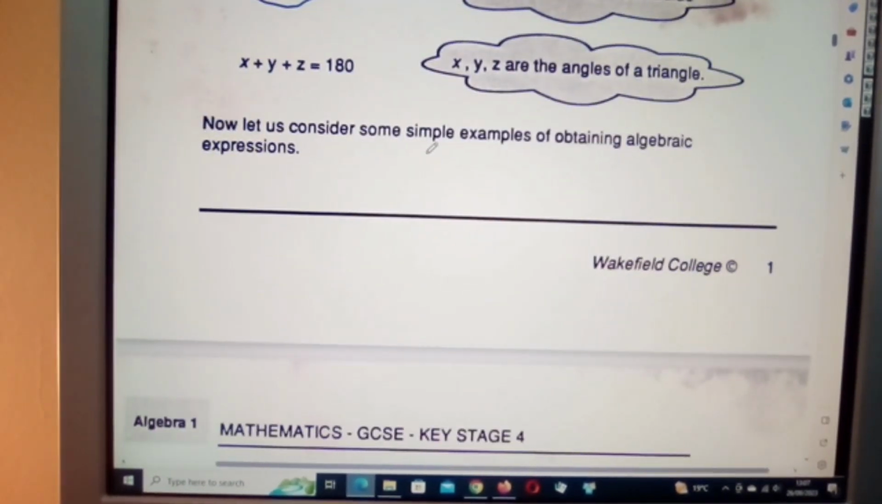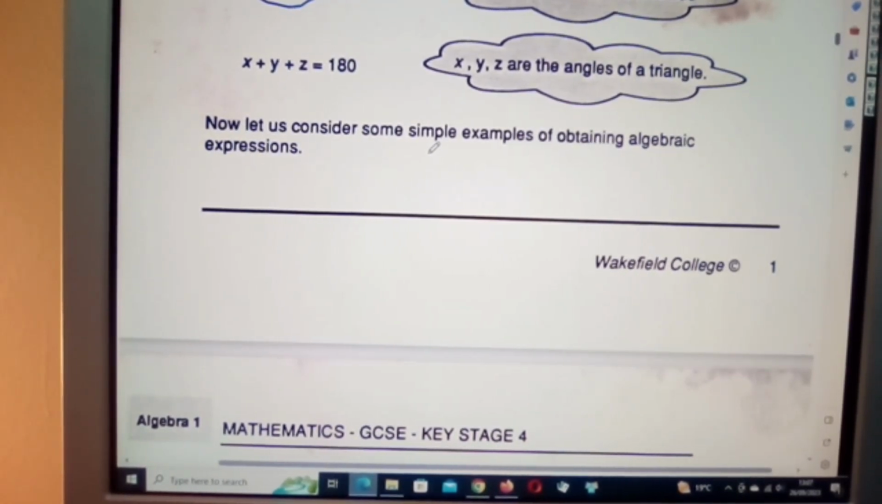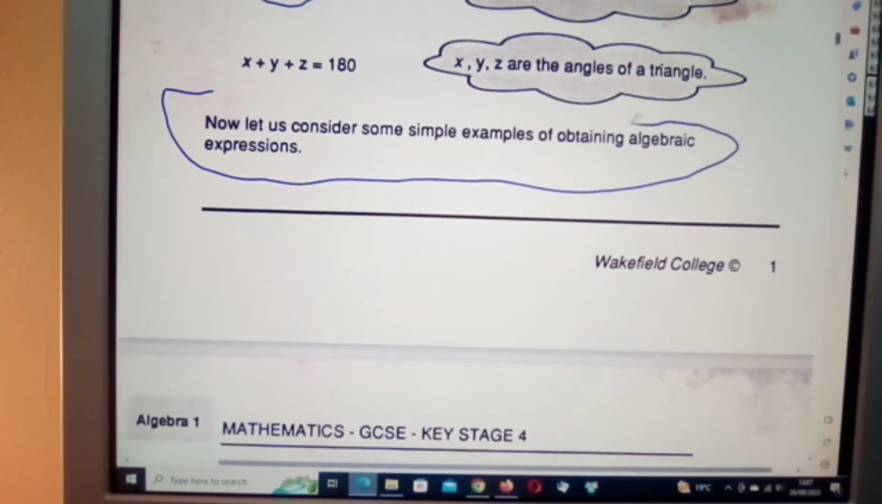X plus y plus z equals 180. And these are the angles of a triangle. Okay. Now let us consider some simple examples of obtaining algebraic expressions. And this is where we are here. Okay.